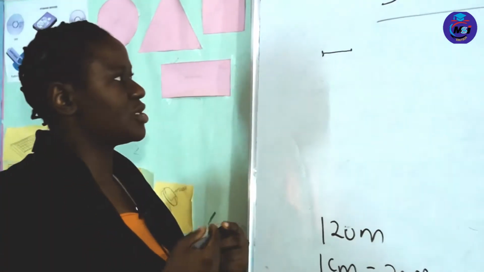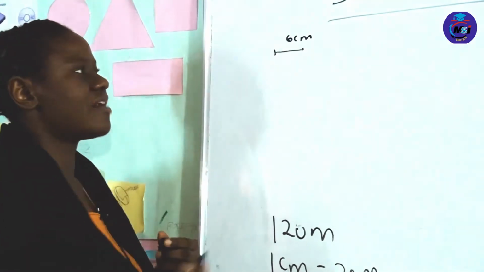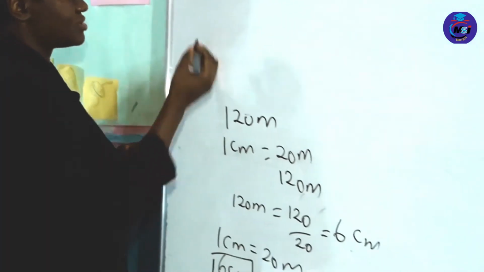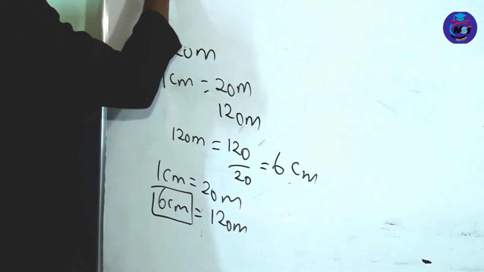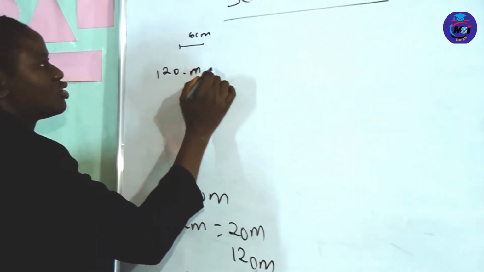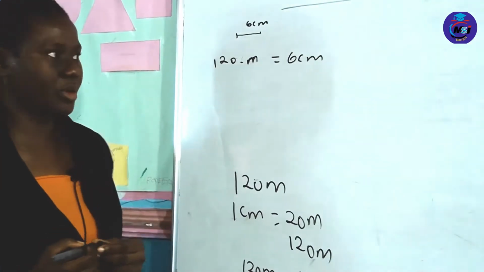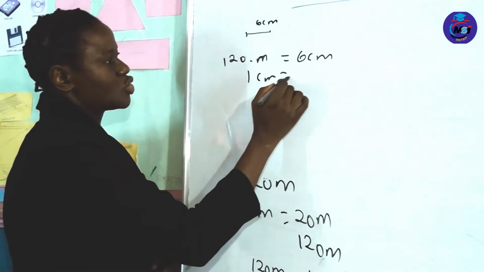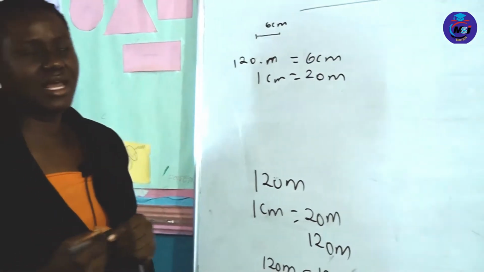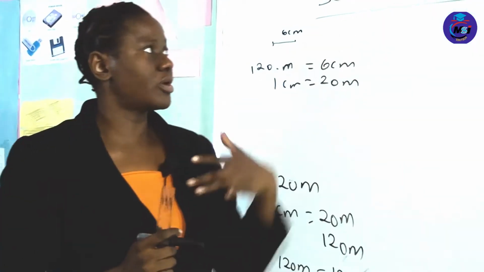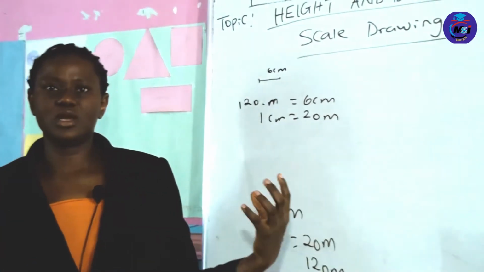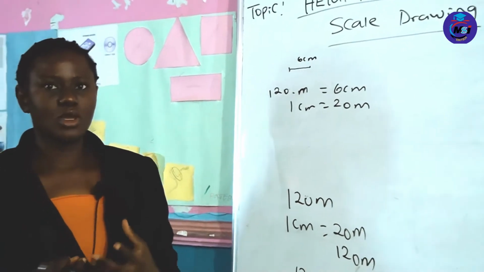Looks so small on the board. By the time you represent this in your book, this is 6 centimeters. So what we have just done is reduce 120 meters to 6 centimeters by scale drawing. What did we use? 1 centimeter represents 20 meters. So we can say scale drawing is a method of reducing long lines to shorter lines using a scale.